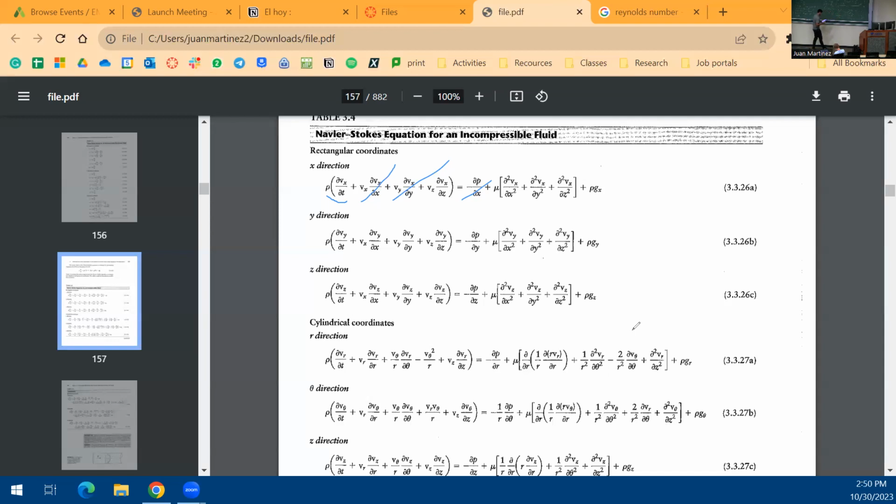We know that if the Reynolds number is less than 2100, the flow is laminar. If the Reynolds number is greater than 4000, we have turbulent flow. And anything in between is transitional.